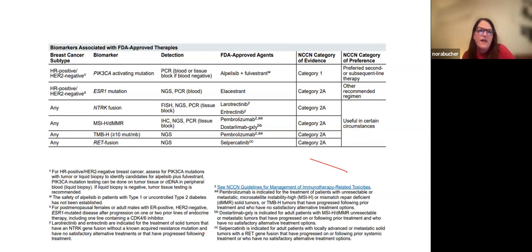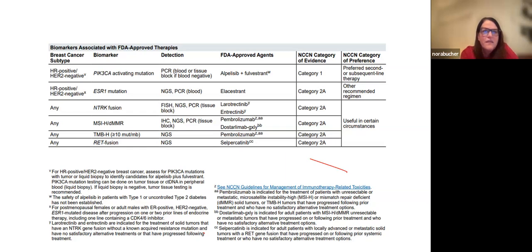But you can see on the left side, hormone receptor positive, HER2 negative, and then any metastatic breast cancer. These are some of the mutations that are important in targeting treatments. So you see up at the top, the PIK3CA activating mutation, and then to the right, the FDA approved agents. And as we go down the pathway, you see the ESR mutation, and then elacestrant, and then NTRK is another fusion. I've seen it one time, but it's potentially in all cancers, and so there are medications to target that.